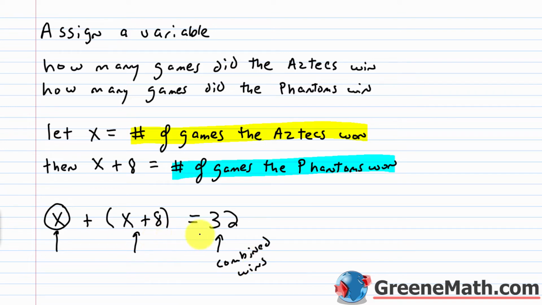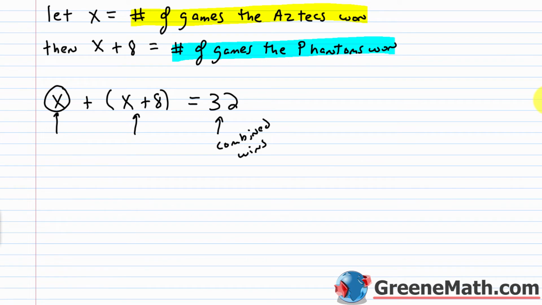So I can go through and solve the equation, find the value of x. I'll know the number of games the Aztecs won. I can add 8 to that value and find the number of games the Phantoms won. Let's go ahead and crank this out.